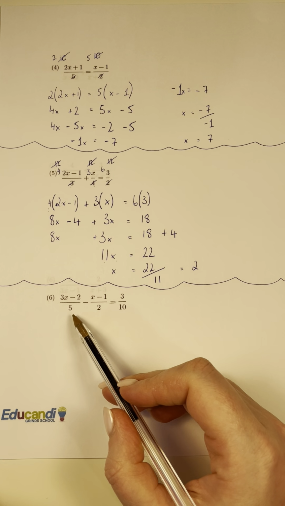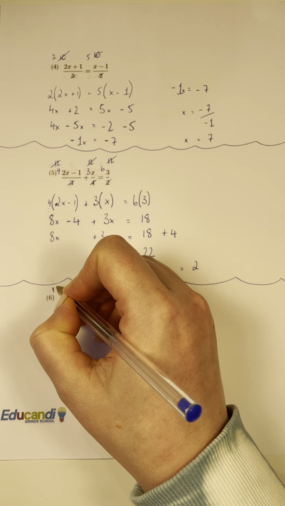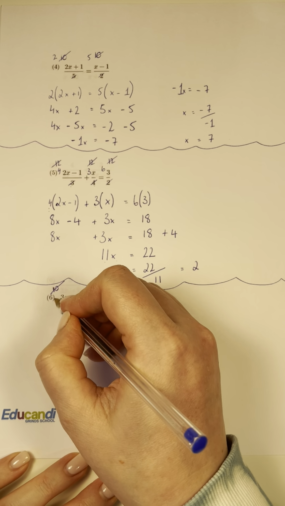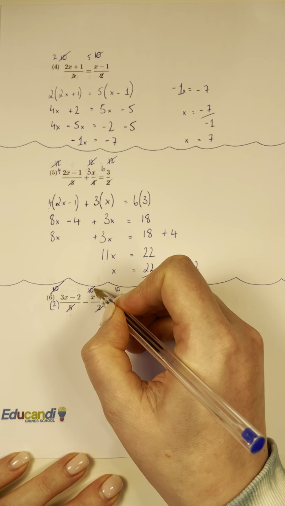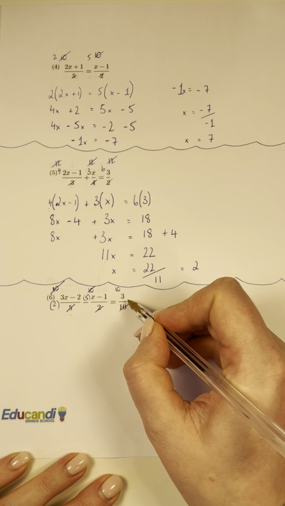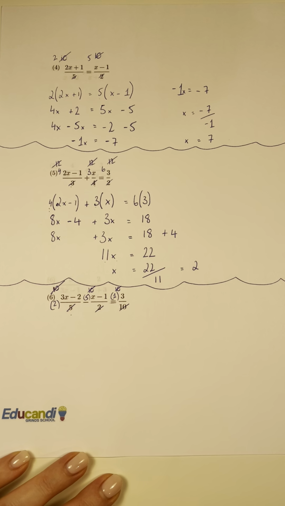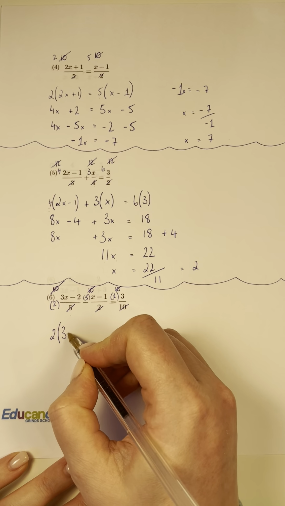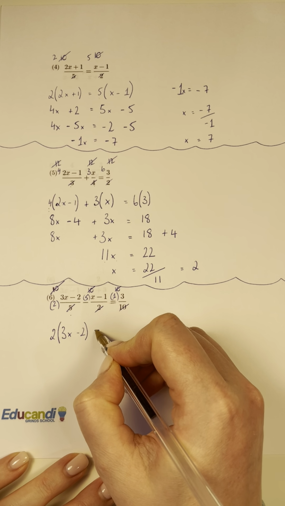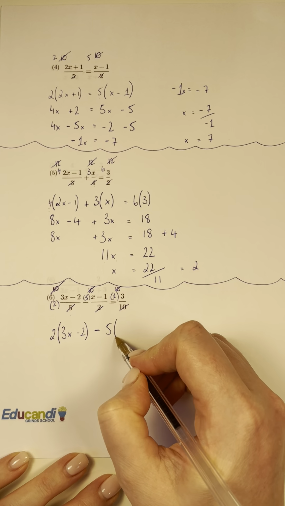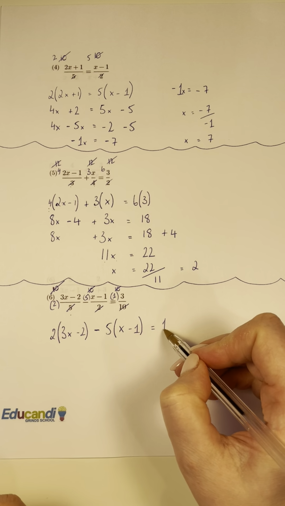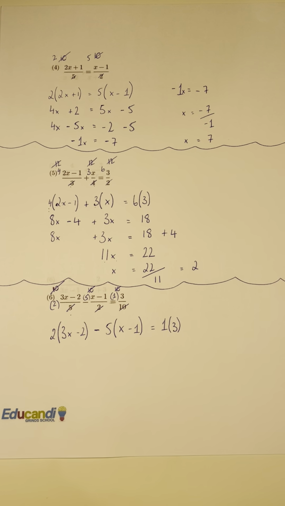Right, what's the common denominator of 5, 2, and 10? It's the number 10. 5 goes into 10 twice. 2 goes into 10 5 times, and 10 goes into 10 once. So I'm going to rewrite it now. 2 times 3x minus 2 minus 5 times x minus 1 equals 1 times 3. Now we are going to times it all out now.